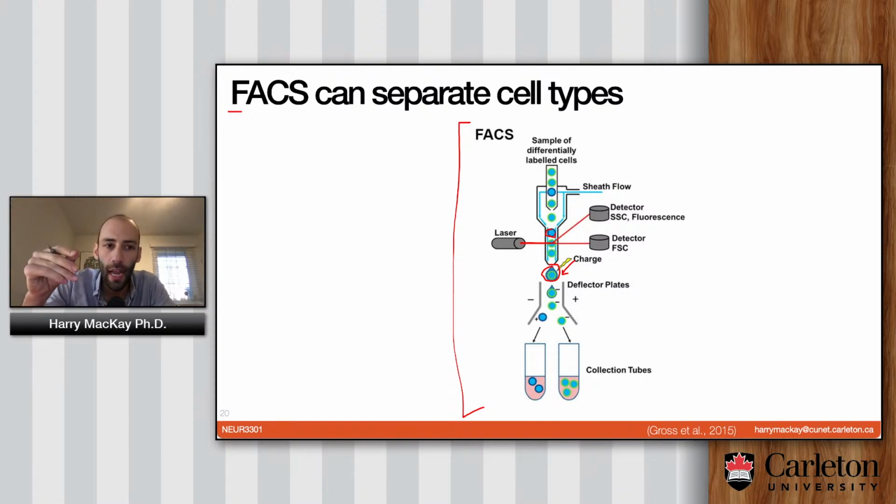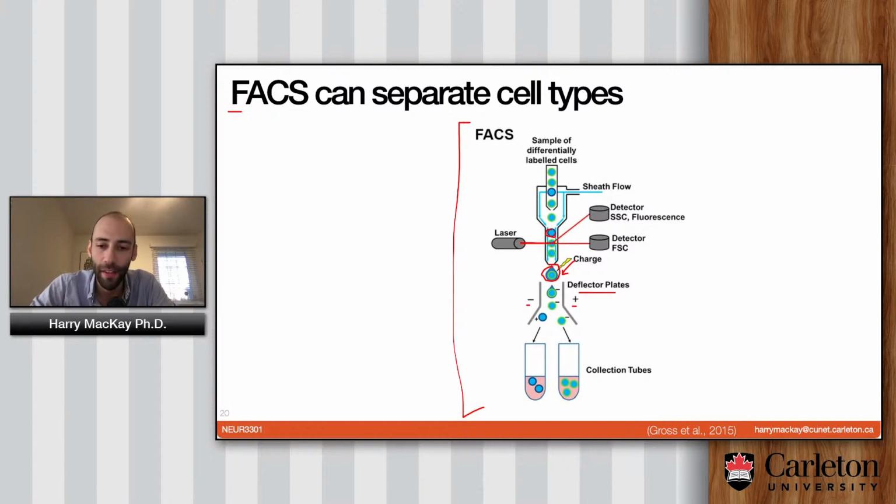Is it a neuron or not? On the basis of that, it will charge the droplet. Then as the droplet passes through the machine, it's basically flung out the bottom of this nozzle. It passes by these deflector plates that are positively and negatively charged, and as it passes the deflector plates, of course, opposite charges attract.